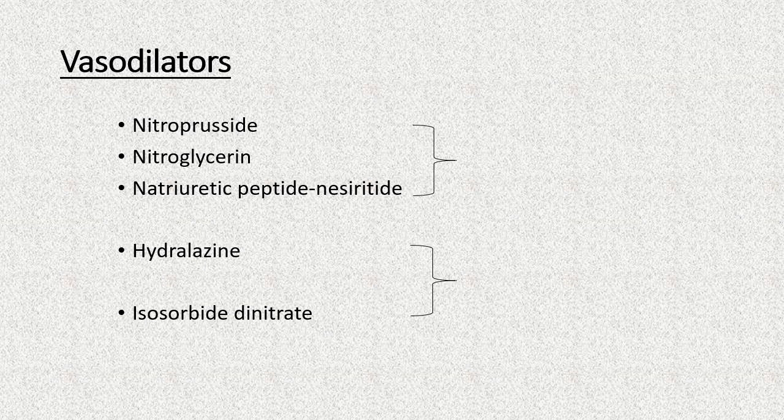Now the last group, vasodilators. So, nitroprusside, nitroglycerin, natriuretic peptide, which is nesiritide, they all are used in acute heart failure, and hydralazine and isosorbide dinitrate, they are used in chronic heart failure. Mostly they are given in combination.